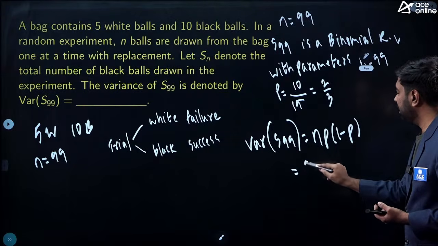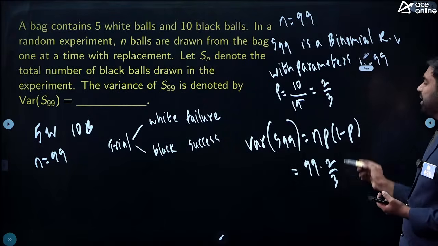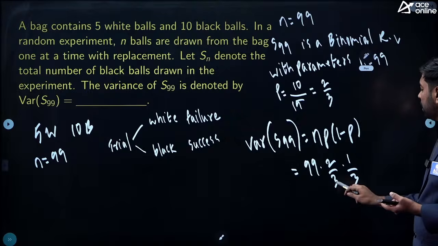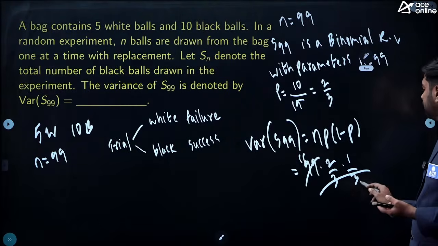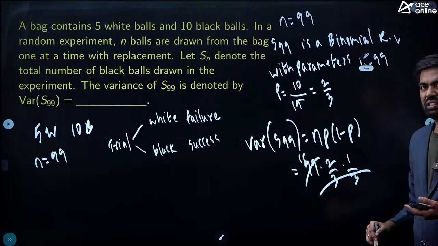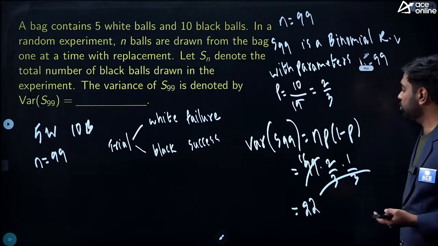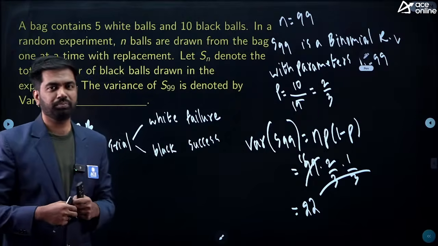What is the value of n? 99. What is p? 2 by 3. What is 1 minus p? 1 minus 2 by 3 is 1 by 3. 3 into 3 is 9. This cancels 11 times. I think yes, 9. 99 by 9 is 11 and 11 into 2 is 22. So what's the variance, students? It is 22. The variance of S99 is now 22.